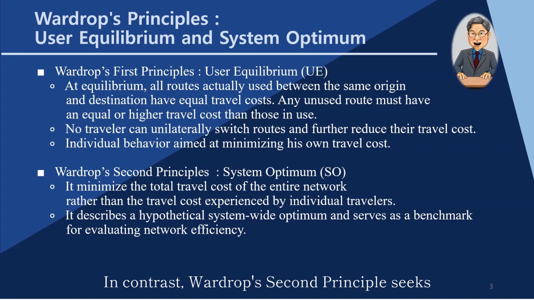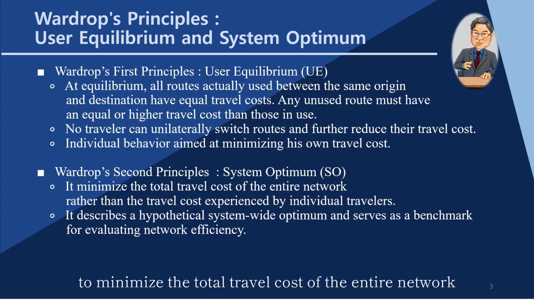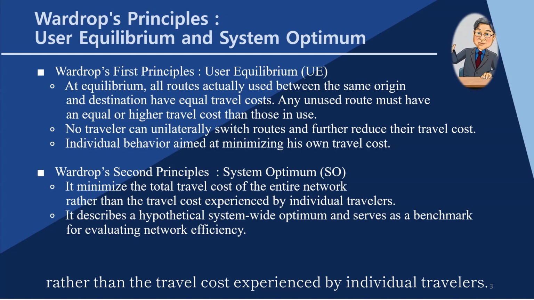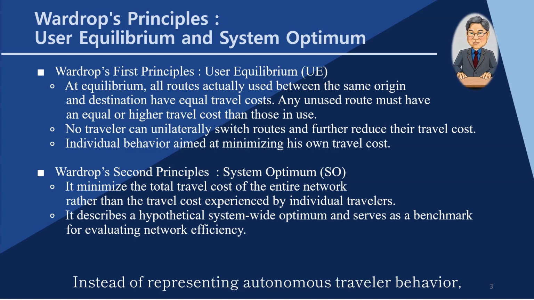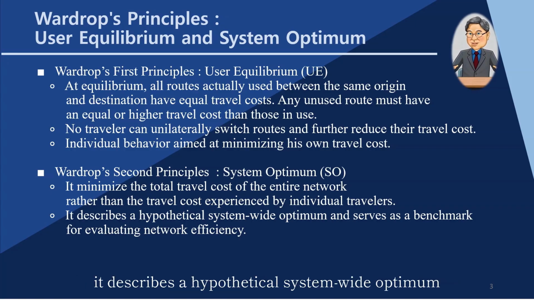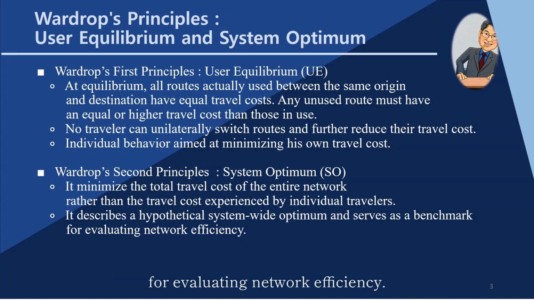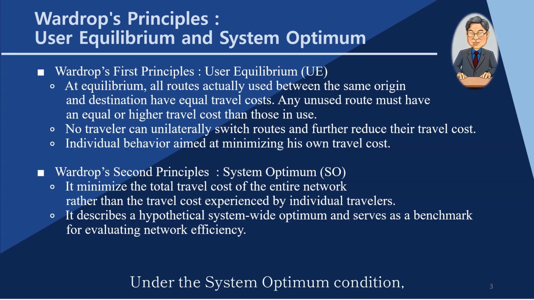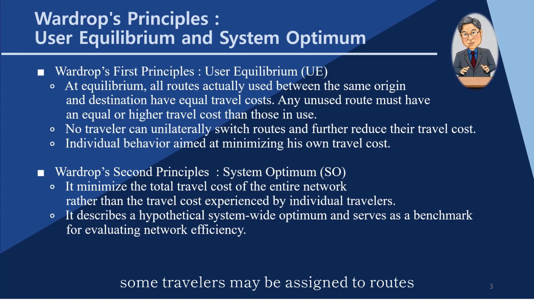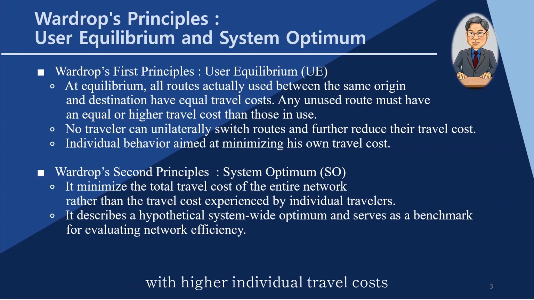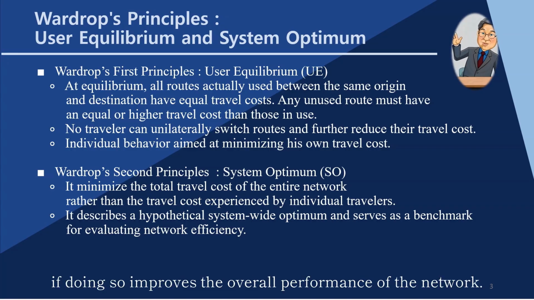In contrast, Wardrop's second principle seeks to minimize the total travel cost of the entire network rather than the travel cost experienced by individual travelers. Instead of representing autonomous traveler behavior, it describes a hypothetical system-wide optimum from the perspective of a transportation system operator and serves as a benchmark for evaluating network efficiency. Under the system optimum condition, some travelers may be assigned to routes with higher individual travel costs if doing so improves the overall performance of the network.